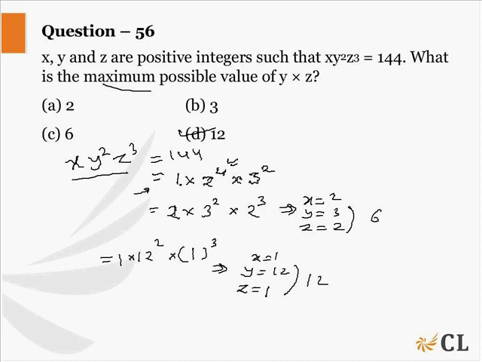Right? Just observe this point, that it is mentioned that x and y are positive integers. It is not saying that x, y and z are distinct positive integers. It's simply positive. So x and y can be equal, x and z can be equal. Okay.